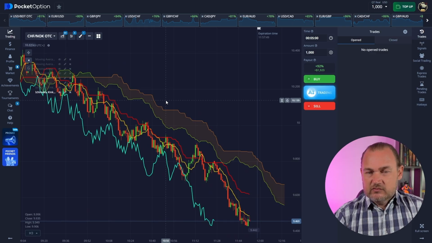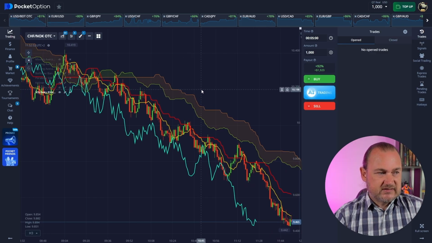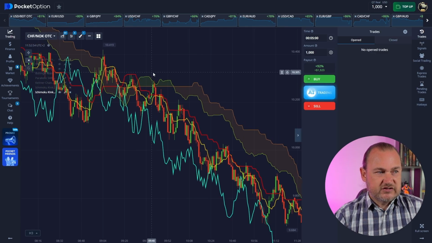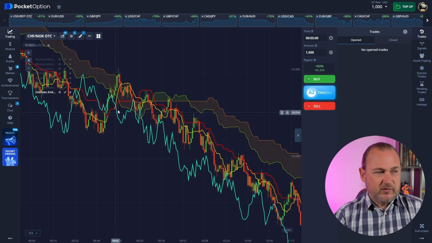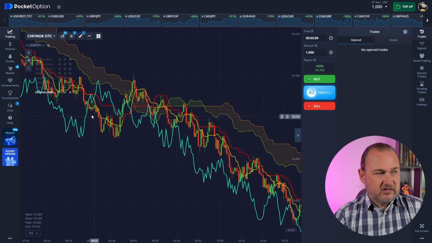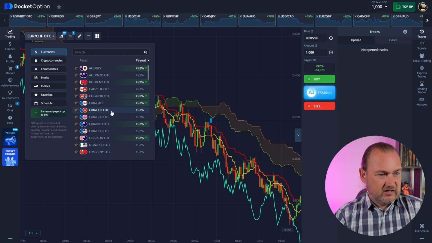So one of the ways that people use these two lines as well is playing the crossovers. We can see that when we have a bullish or bearish crossover, price tends to start going in that direction. This is not a great example of an asset.